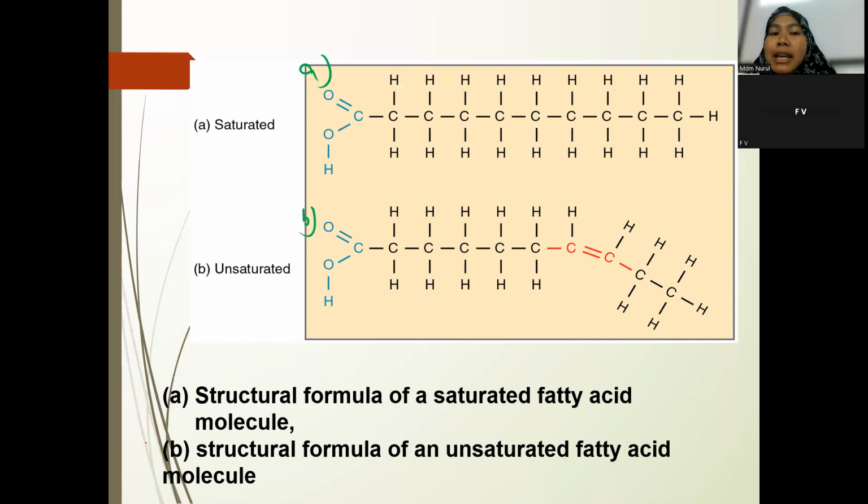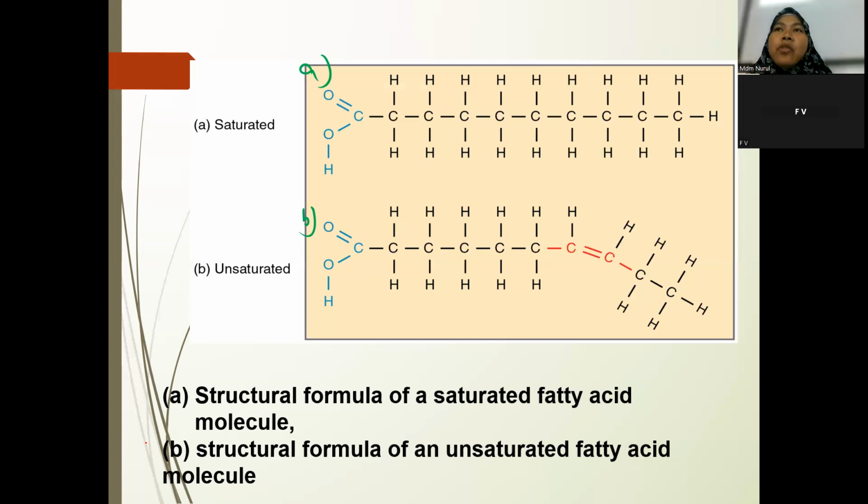Mana you tahu A? Because there is no carbon to carbon double bond. Ataupun there is no kink. Ataupun hydrogen atom is at maximum. Very good. Okay. You kena kenal pasti bila tengok tu kena tahu ini saturated ke unsaturated fatty acid.